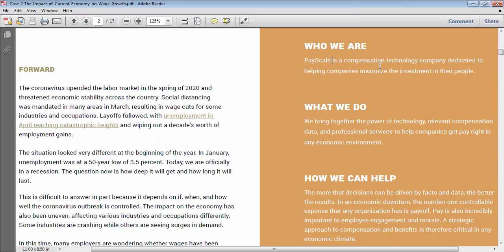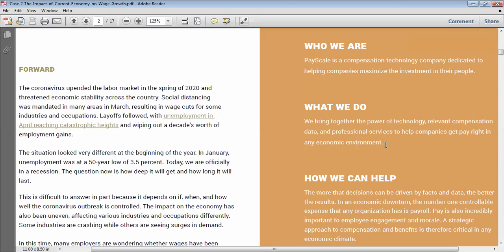So PayScale is a compensation technology company dedicated to helping companies maximize the investment in their people. What is the nature of business of PayScale.com? We bring together the power of technology, relevant compensation data, and professional services to help companies get pay right in any economic environment.